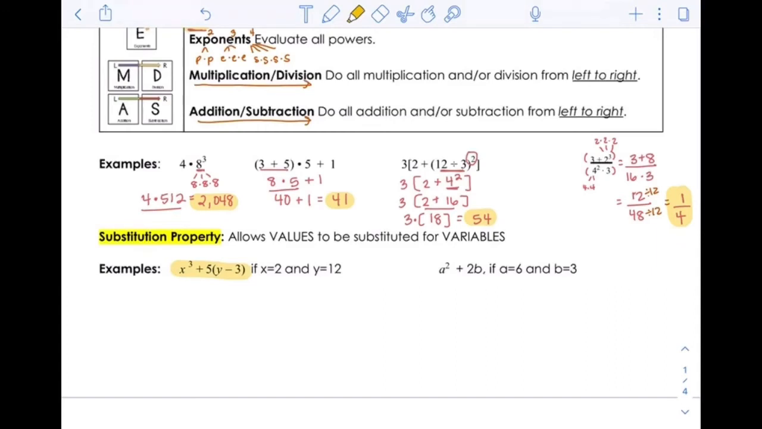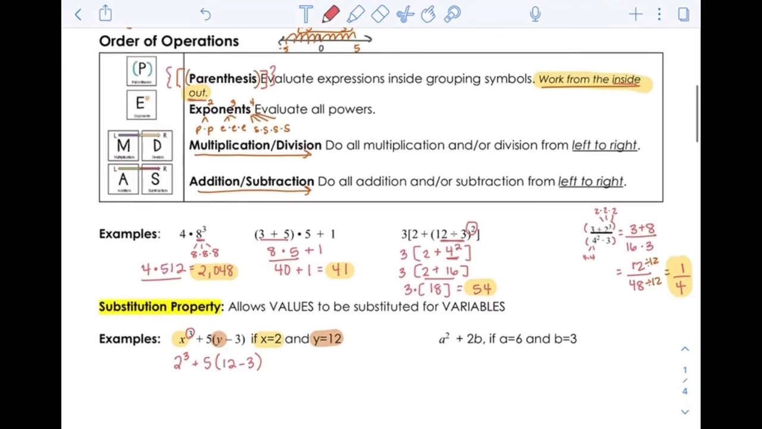They're telling me that x equals 2. So wherever I see an x, I can put a 2 instead. So I have 2 to the third, plus 5 times, and they're telling me that y equals 12. So anytime I see a y, I'm going to put a 12. So 12 minus 3. Now that I have only numbers and operations, I can continue using order of operations to solve.